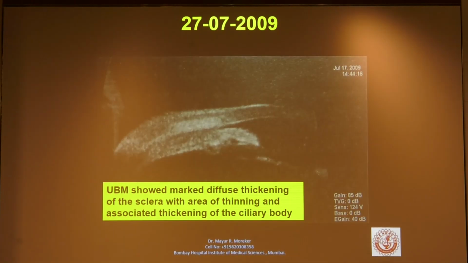The ESR was raised. Here we did a UBM. This was a UBM just to document the scleritis. You can see the marked diffuse thickening of the sclera and the area of thinning and associated thickening of the ciliary body.